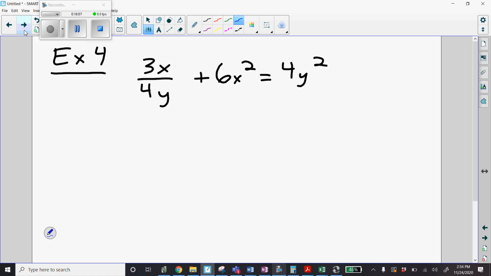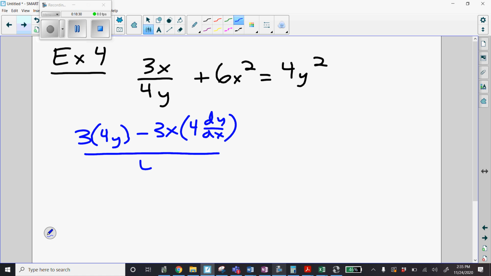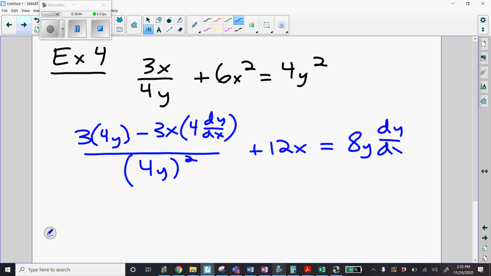So going ahead and executing the quotient rule, I'm going to do the derivative of the top times the bottom minus the top times the derivative of the bottom. Note the dy/dx shows up because the derivative of the bottom function is a function in terms of y, all divided by the bottom function squared, which you put parentheses around that 4y. Right now I got plus 12x equals 8y dy/dx.